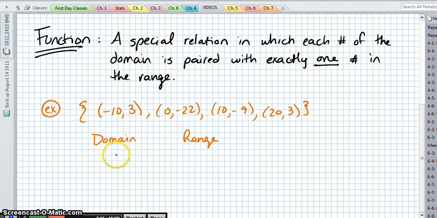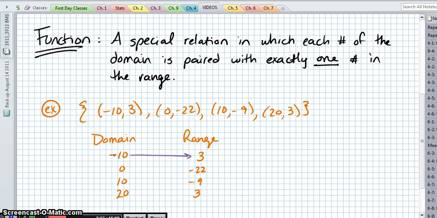So what numbers do we have in the domain? -10, 0, 10, and 20. These are all of the x values of this relation. How about the range? Well, let's see. We have 3, -22, -9, and 3. So let's see what's paired with what. -10 is paired with 3.